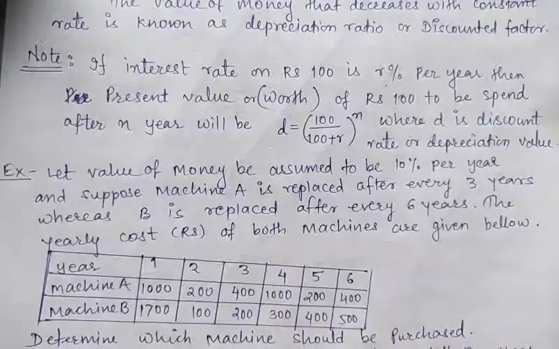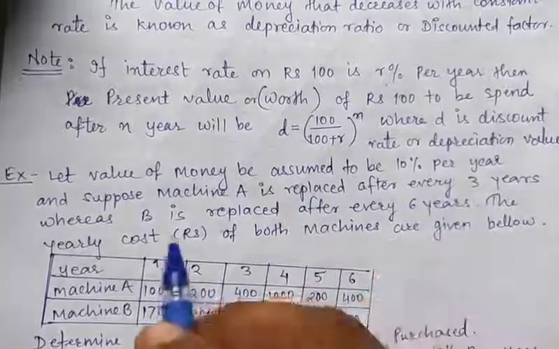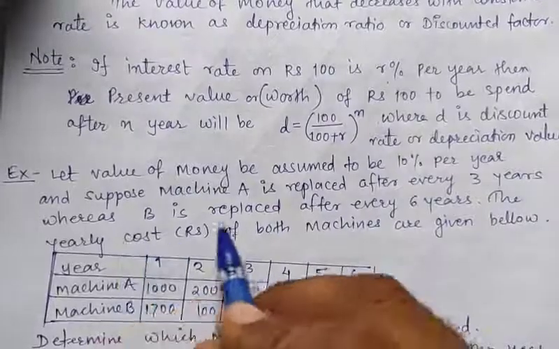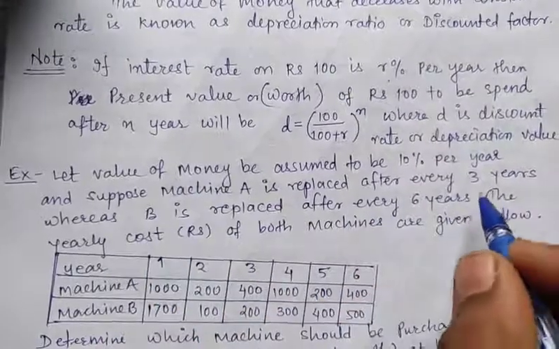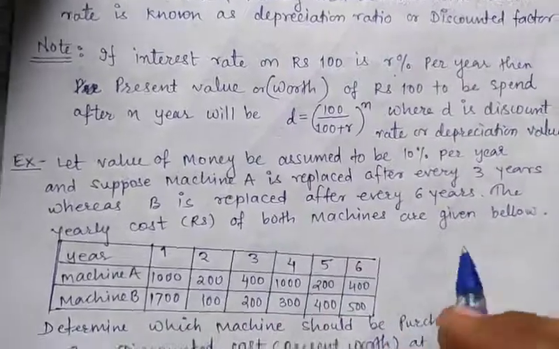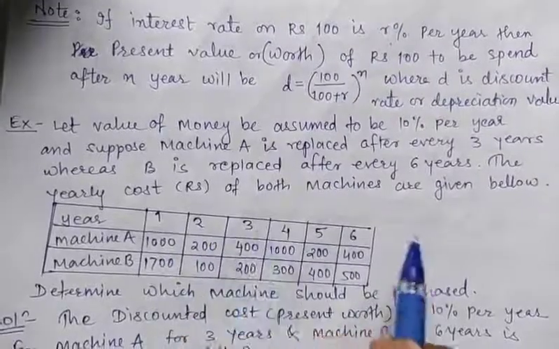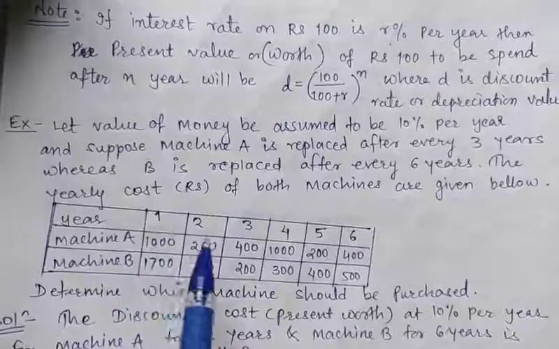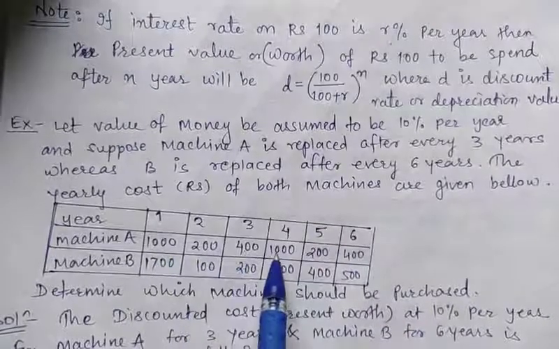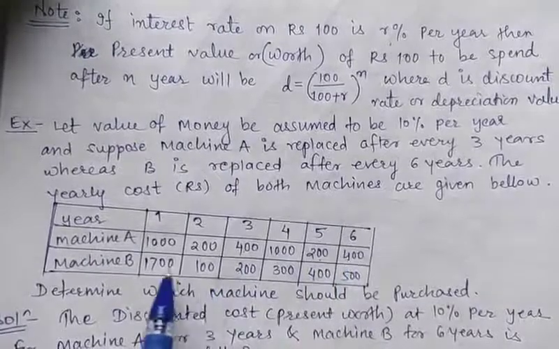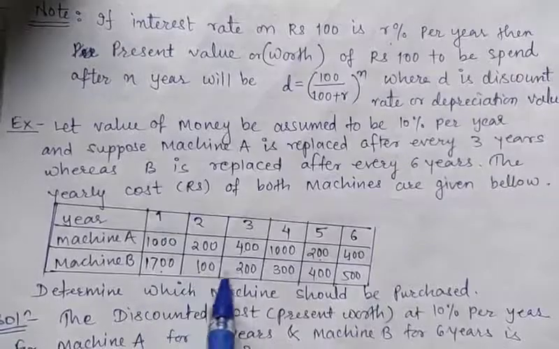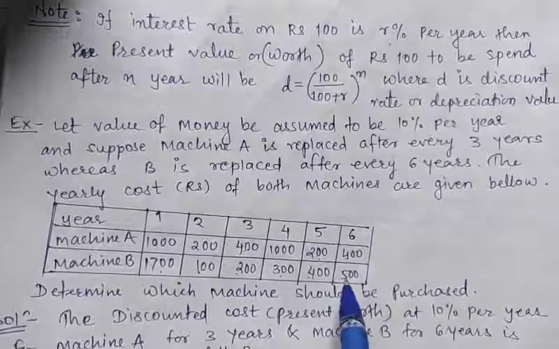Let the value of money be assumed to be 10% per year, and suppose machine A is replaced after every 3 years, whereas machine B is replaced after every 6 years. So the yearly cost in rupees of both machines is given below. For machine A the yearly cost is 1000, 200, 400 and so on, and for machine B the yearly cost is 1700, 100, 200, 300, 400, and 500.